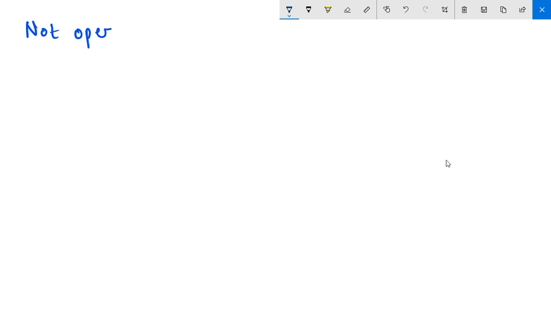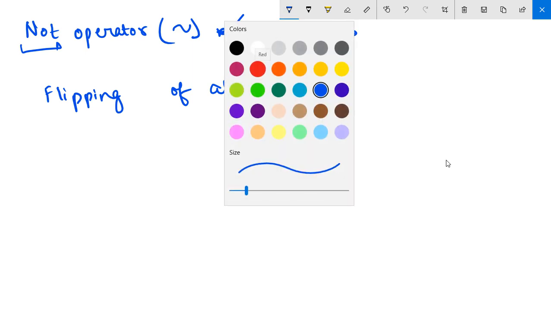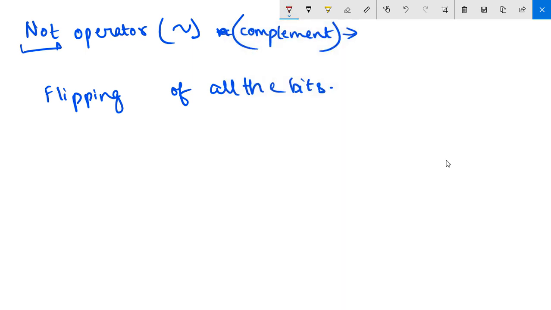So let's see the not operator, or this tilde sign, or the complement operator, we can call it complement or complement operator, anything will work. So these are just short names for this not operator. What the not operator does is it flips the bits. The main work of this operator is flipping of all the bits. Flipping here means that we are going to be making all the 0 bits as 1, and we are going to be converting all the 1 bits as 0.